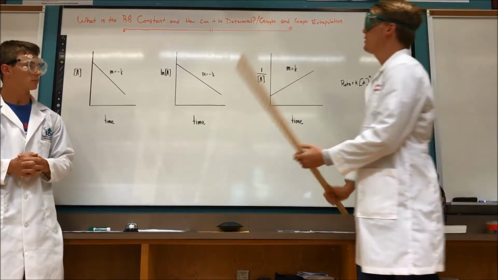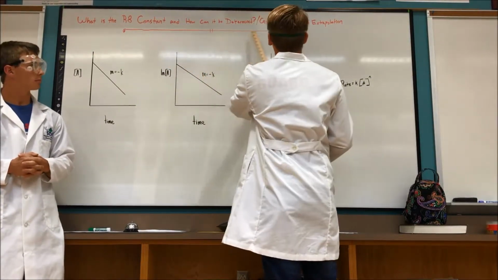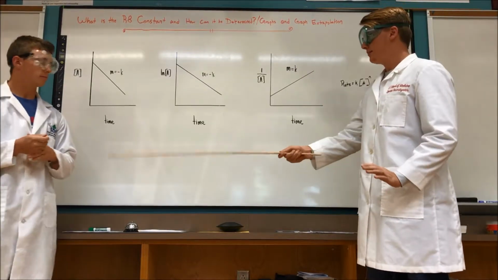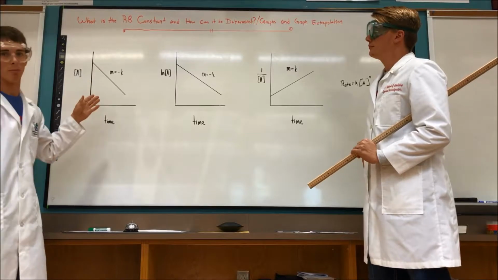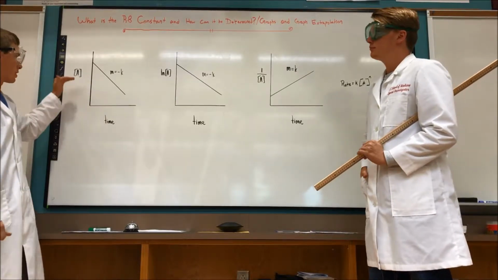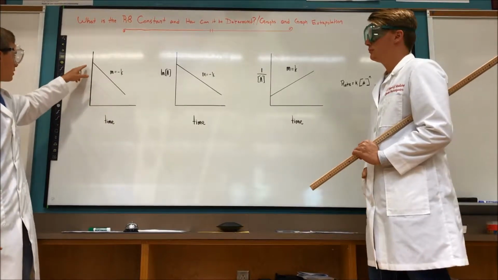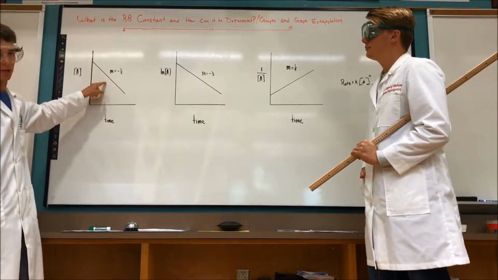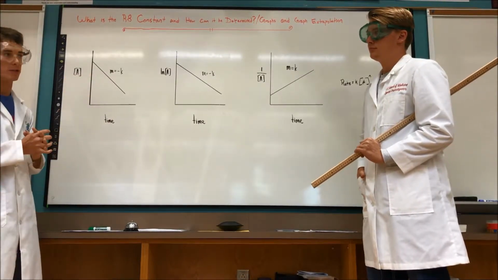Alright, now we must talk about what the rate constant is and how it can be determined using graphs and graph extrapolation. So we're going to start with the 0th order reaction, and this, if you remember, is when the initial concentration of A does not affect the rate of reaction. So we can see as the concentration of A decreases, the slope of this graph is not changing, and that means that the concentration of A does not affect the reaction rate.